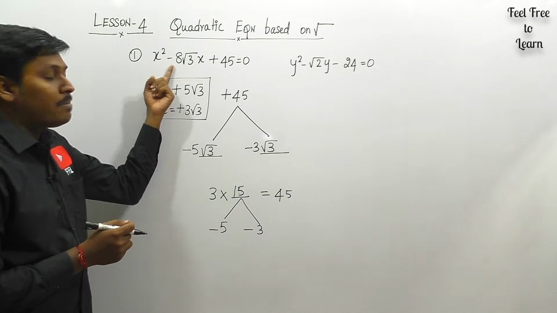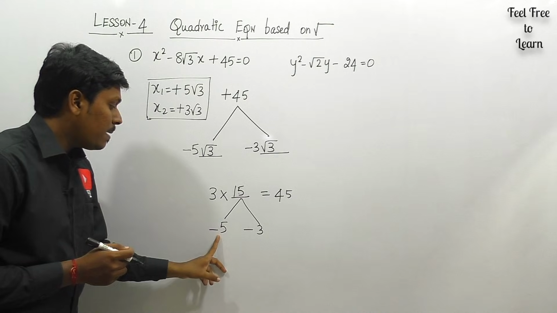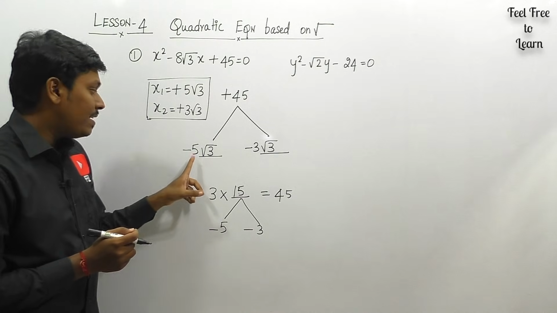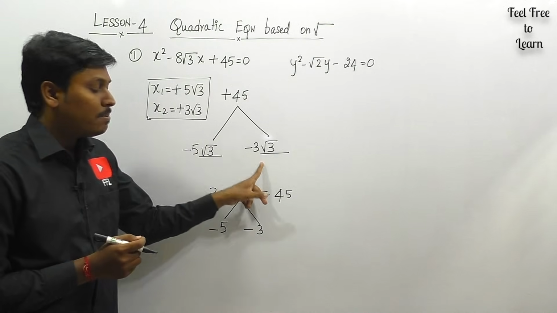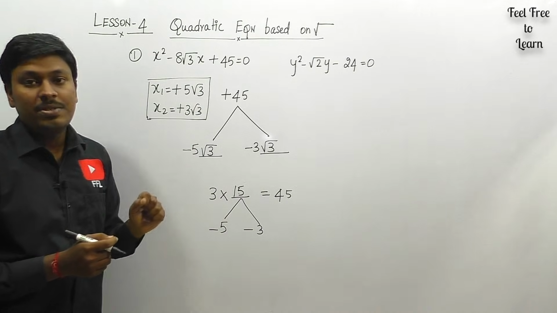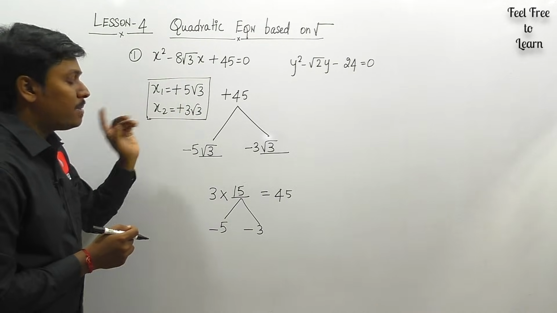Our target is to get minus 8. So this 15 can be written as minus 5 and minus 3. So finally we got the factors, that is minus 5 root 3 and minus 3 root 3. But while writing, you need to change the sign as plus 5 root 3 and plus 3 root 3.